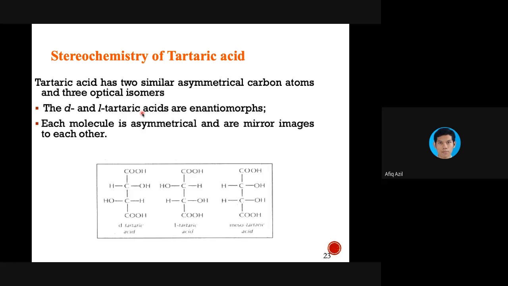So the D and L tartaric acid are a pair of enantiomers. So these 2 are a pair of enantiomers. So each molecule is asymmetrical.